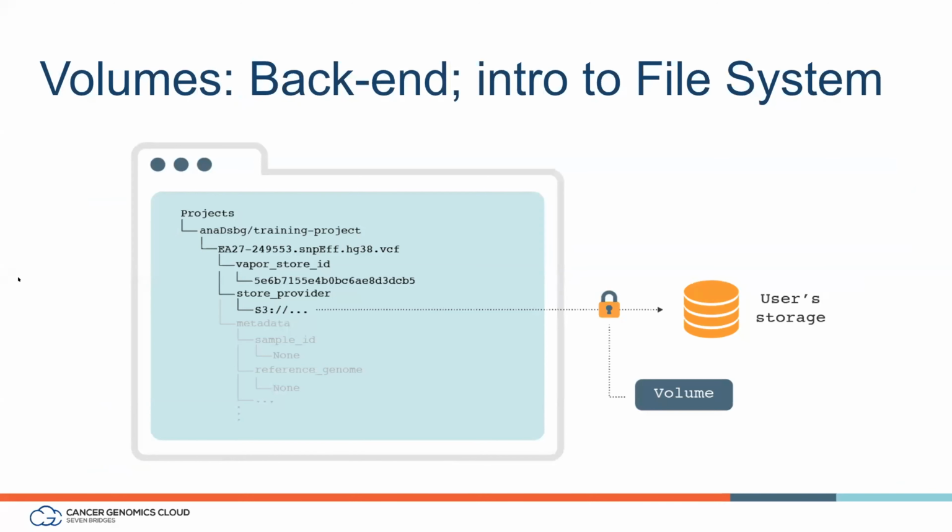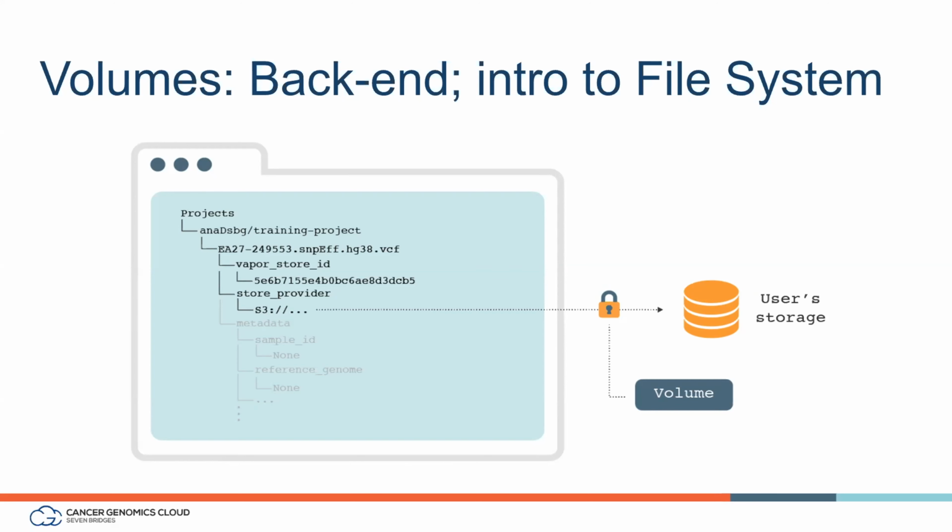The important pieces for this example are the vapor store ID, which is the 7 Bridges unique identifier for that file. And in the case of the CGC and Kvatica, this is actually the DIRS ID. And then the store provider, which is essentially the location of that file. So the link to where that file would be in the user's bucket. There's a whole bunch of other information, including metadata, that we'll get to in subsequent sections as well.